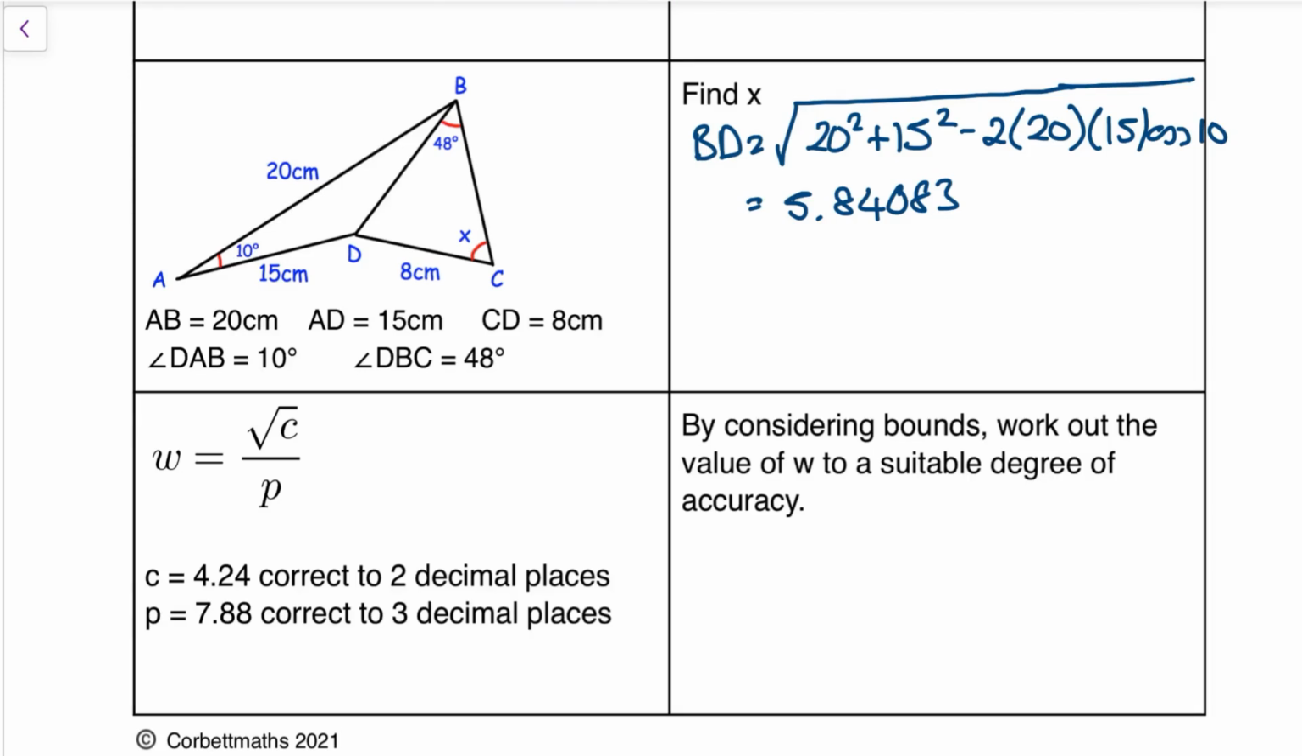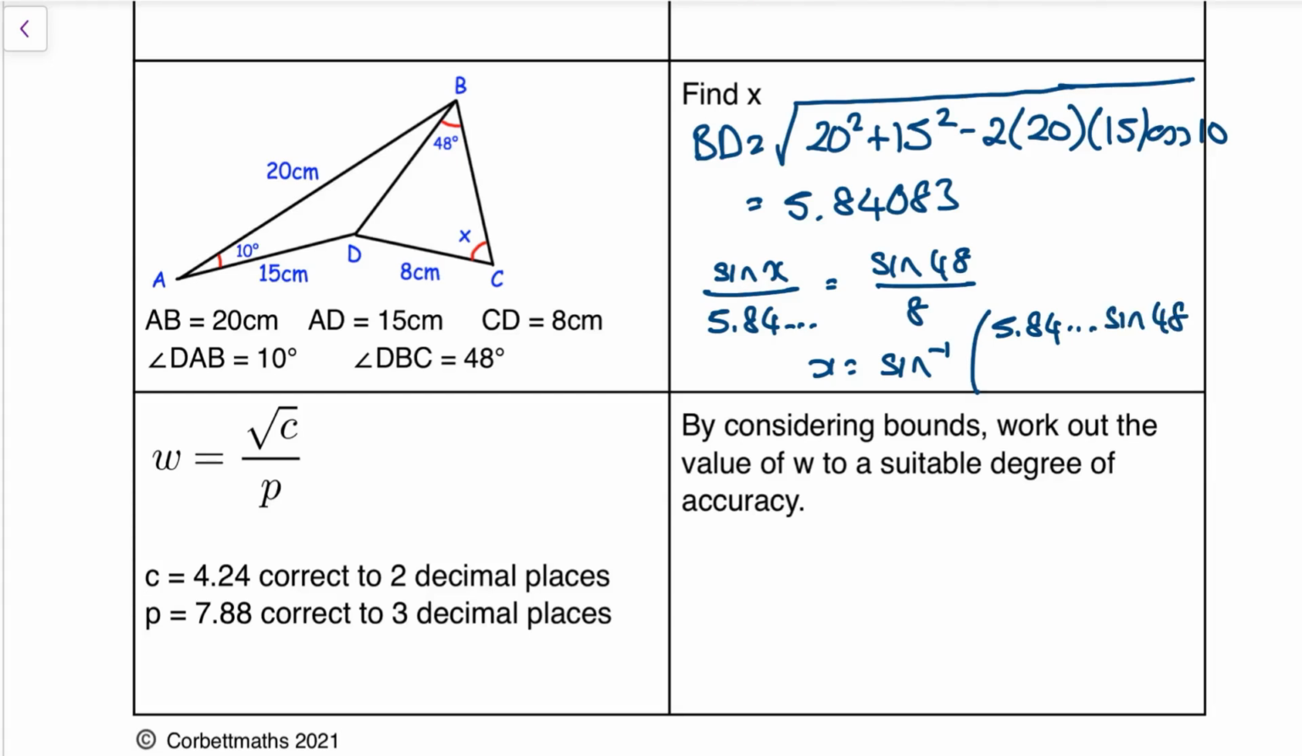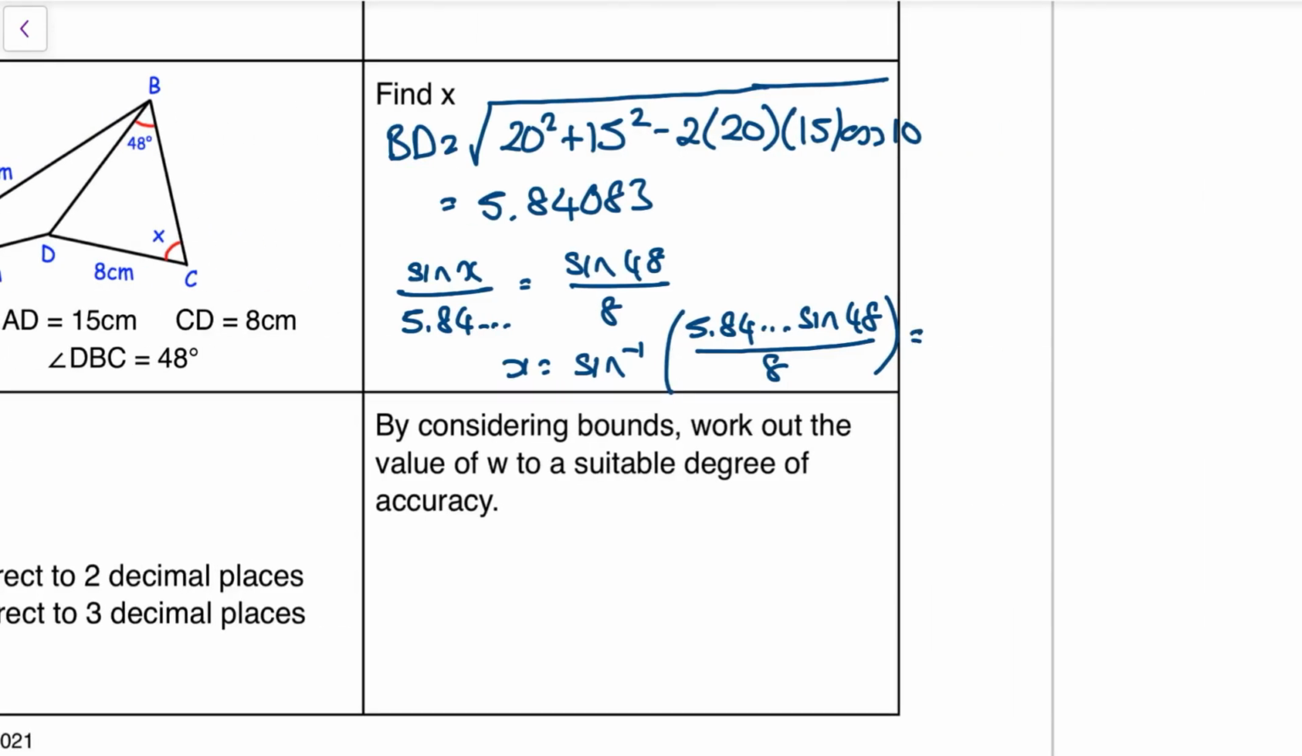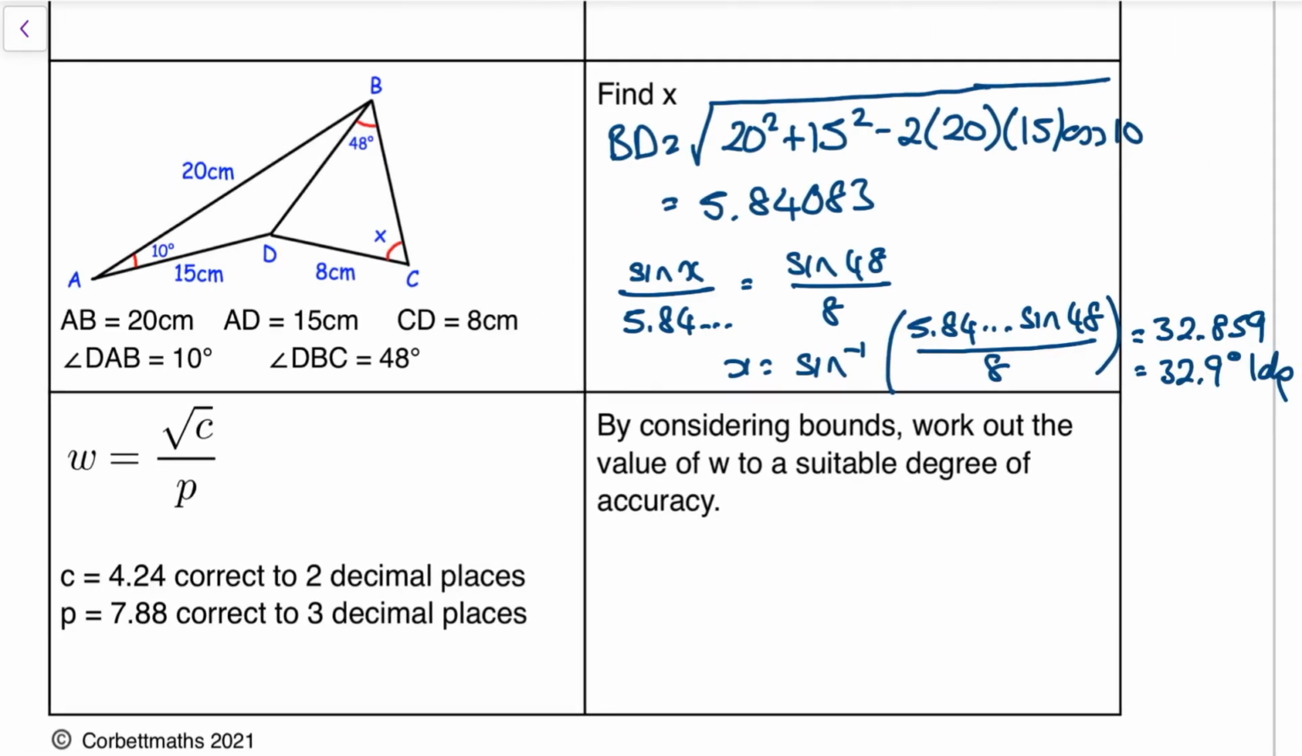Then I need to use the sine rule. So I'm going to say sine of x over 5.84 dot dot dot, so the big number, is equal to sine of 48 over 8, which means that x equals sine minus 1 of 5.84, again the number on my calculator, so the big one, I haven't got rid of it yet, times sine 48, divided by 8, and I put all that in my calculator and I get 32.859, which I'm going to say is 32.9 degrees to 1 decimal place. Good question. Actually not quite as bad as it looks, so good question.